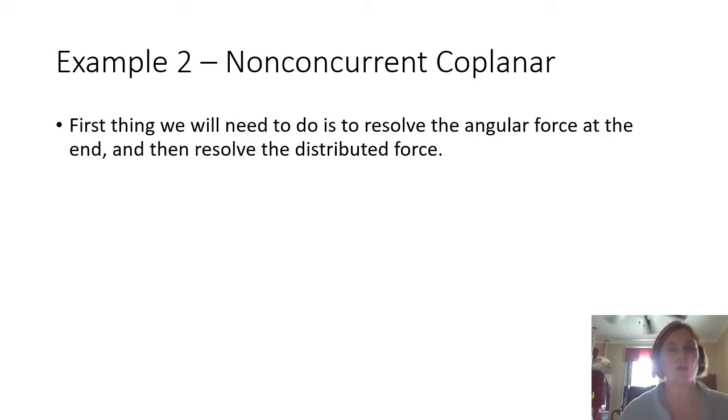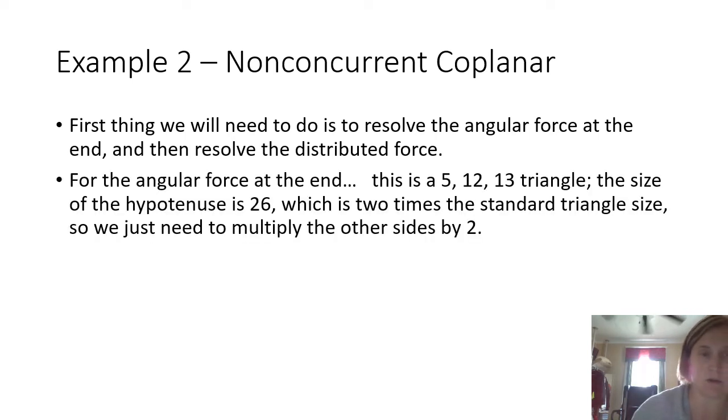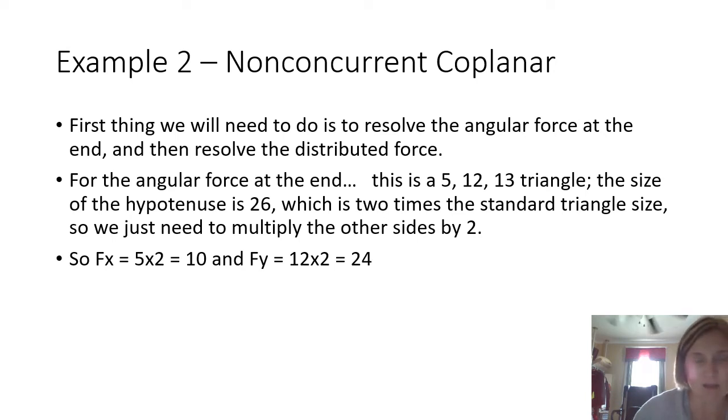Okay? So the first thing we need to do is that angular force, we've got to resolve it. And then we're going to resolve the distributed force. Okay, the angular force at the end, this is a 5, 12, 13 triangle. It's a standard triangle. Since the size of the hypotenuse is 26, that's 2 times the 13 for the standard triangle size. So we just need to multiply the other sides by 2. Okay, so then we get our values. We get Fx equals 5 times 2, which is 10, and Fy is 12 times 2, which is 24.